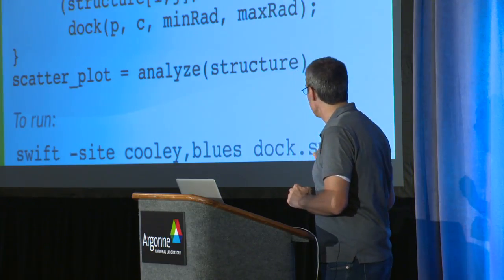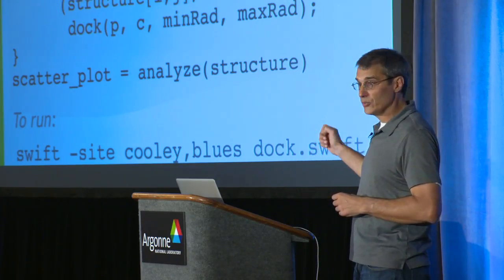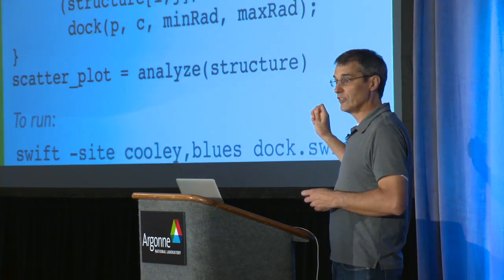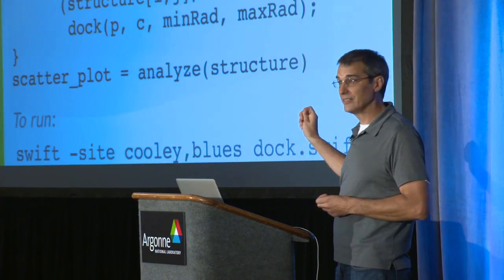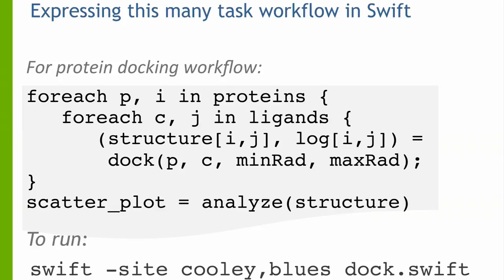And the way that you run this is just with, on the command line, swift, and thanks to configuration that the Swift team has done to support well-known resources, you can just specify resource names, and it knows about the available resources that are there, and you tell it to run dock.swift. In this case, this is essentially the Swift script that you see above. How can it be this simple, you might say?